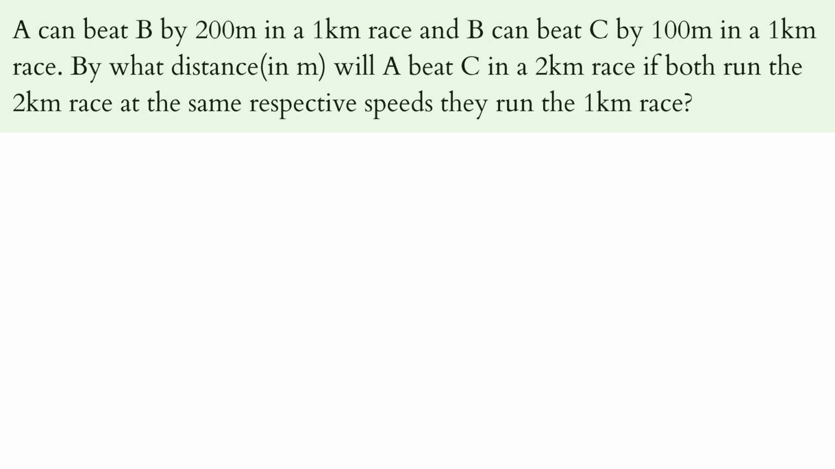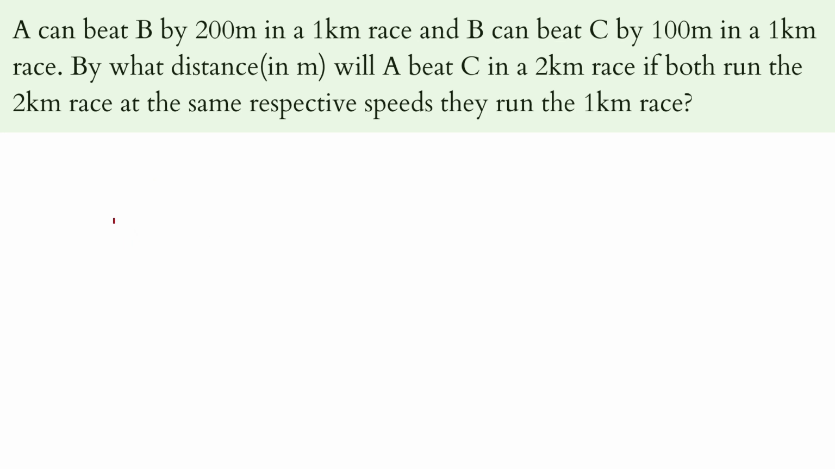Now let's solve this. A can beat B by 200 meters in a 1 kilometer race, and B can beat C by 100 meters in a 1 kilometer race. By what distance will A beat C in a 2 kilometer race if both run the 2 kilometer race at the same respective speeds they run the 1 kilometer race? Okay, please remember, in races, time is always constant. Please remember this, time is always constant.